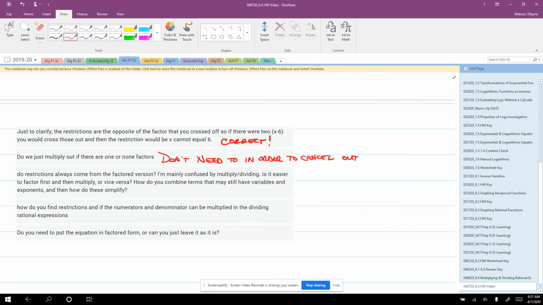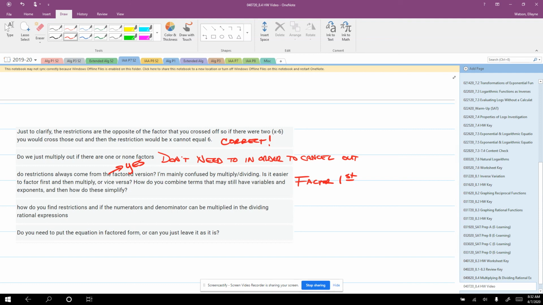Next question: do restrictions always come from the factored version? Yes, that's the easiest one because remember, restrictions are where you're setting the denominator equal to 0. That's easiest to do when you're already in factored format. Okay. Is it easier to factor first and then multiply, or vice versa? I'm going to say factor first. You'll be dealing with smaller numbers, and that's super important if you're going to have to factor large numbers.